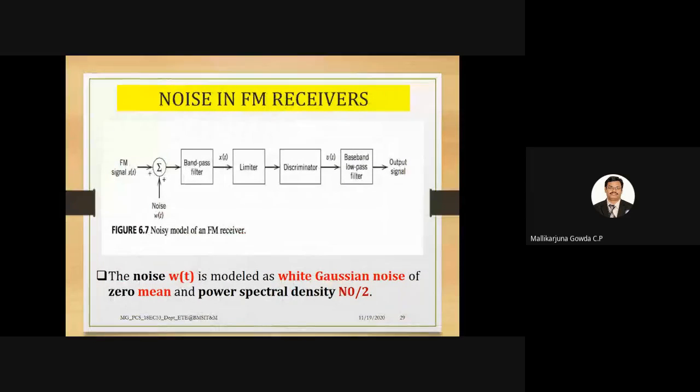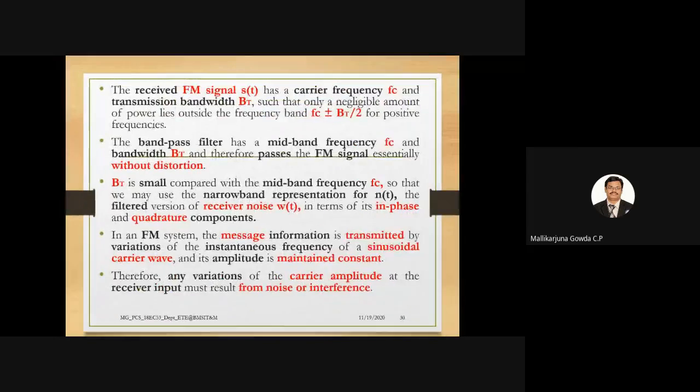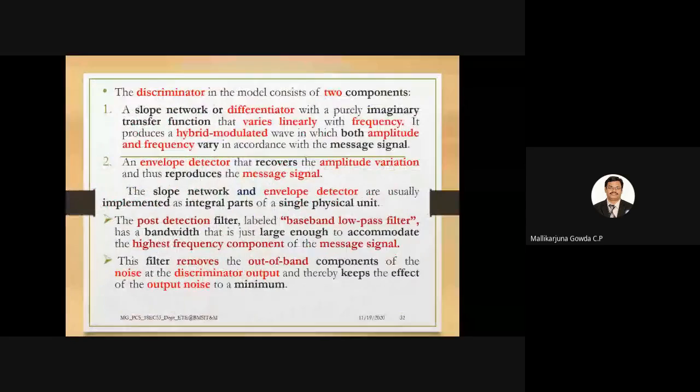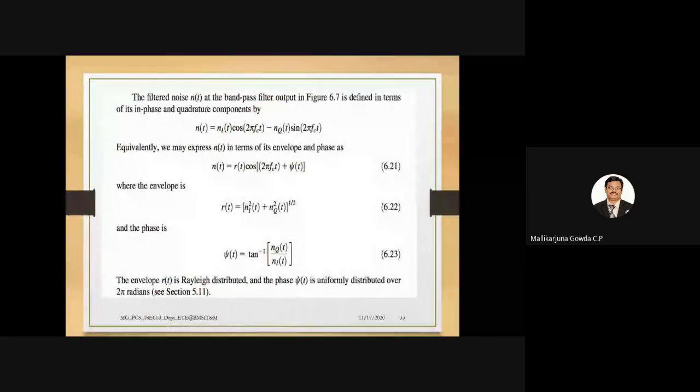So this was my first slide in yesterday's class. Just now I told about all these blocks, the function and importance of each and every block. As I said, we can express the narrowband noise in terms of in-phase and quadrature phase components. That is also done with mathematical equations, and I said that it can be expressed in terms of envelope and phase also.